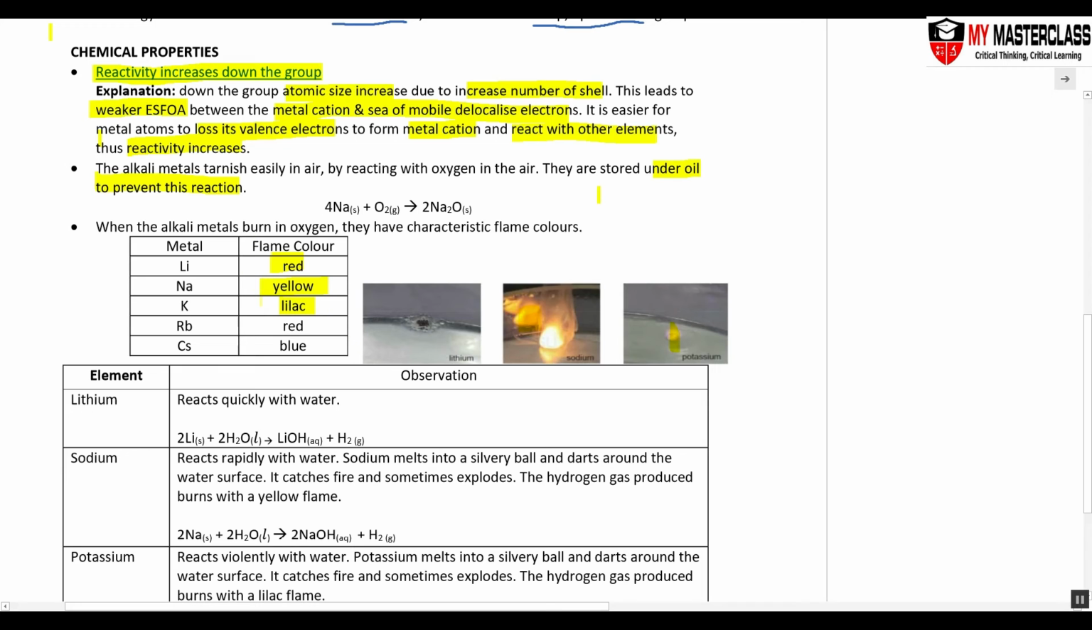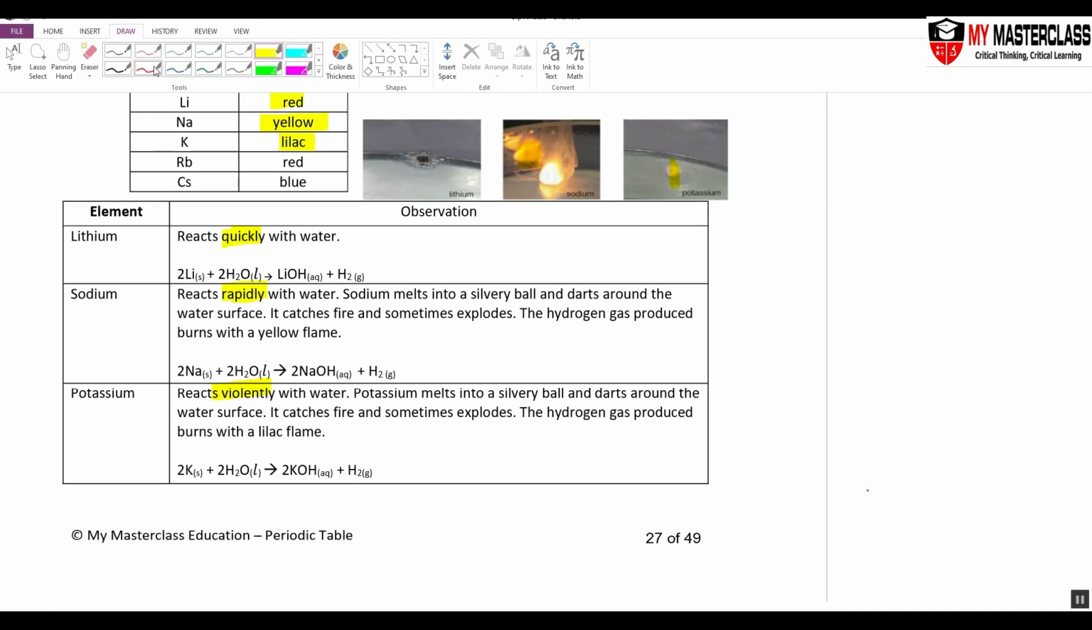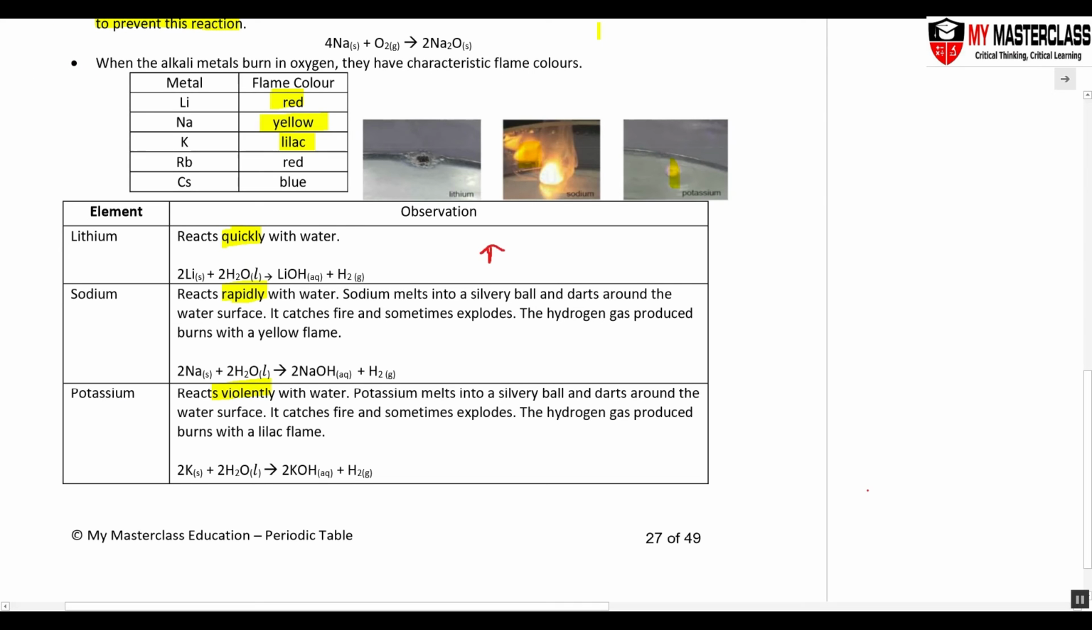Okay, and then because reactivity increases down the group, these metals will react quickly with water, rapidly for your sodium, and then violently for your potassium. So we can see that reactivity increases down the group. It gets faster and faster. Generally, the important thing over here is to write these words that I just underlined to show the trend, as well as be able to write the equation.